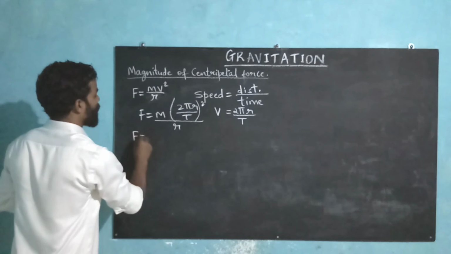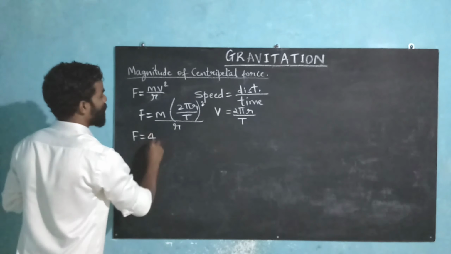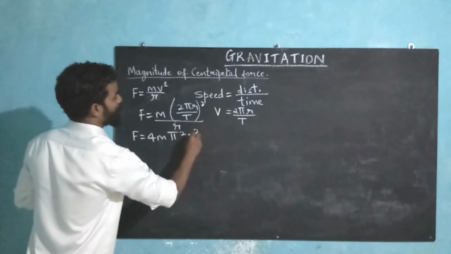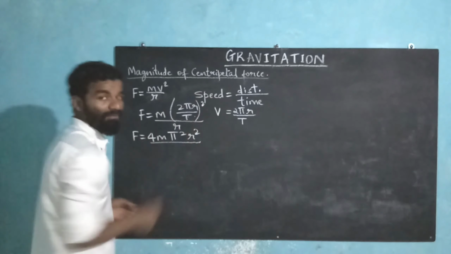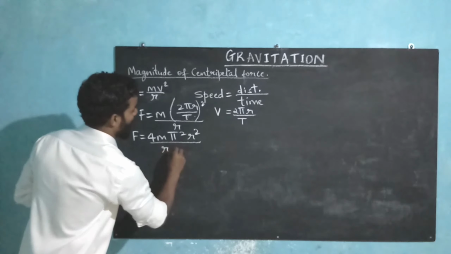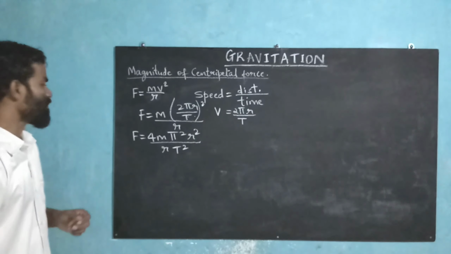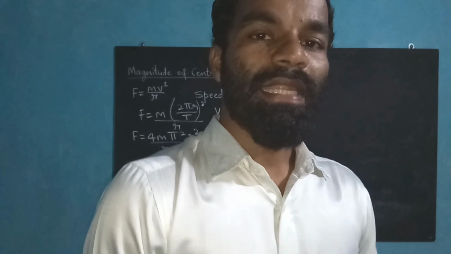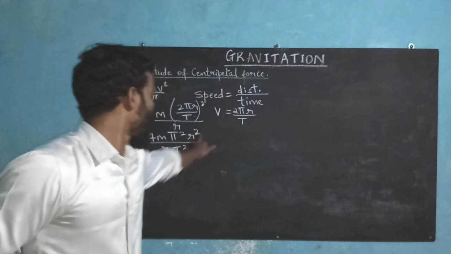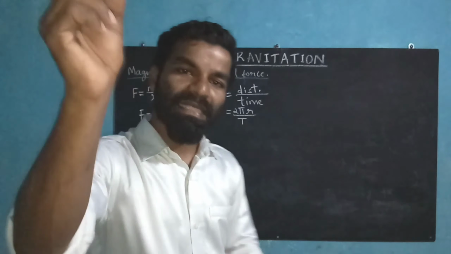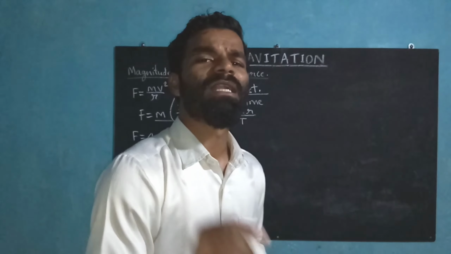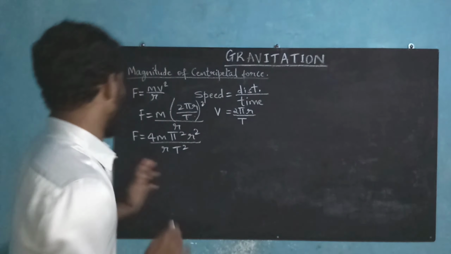What you will get? F equal to 4 m pi square r square, and then T square will come down in the denominator, so r T square. Now next step, you have to multiply and divide by r. In your textbook it is multiplied and divided by r square, but here I am not cancelling this r first. In your textbook it is cancelled first and then it is again multiplied and divided by r square. Instead of that, just multiply and divide by r. So what you will get?